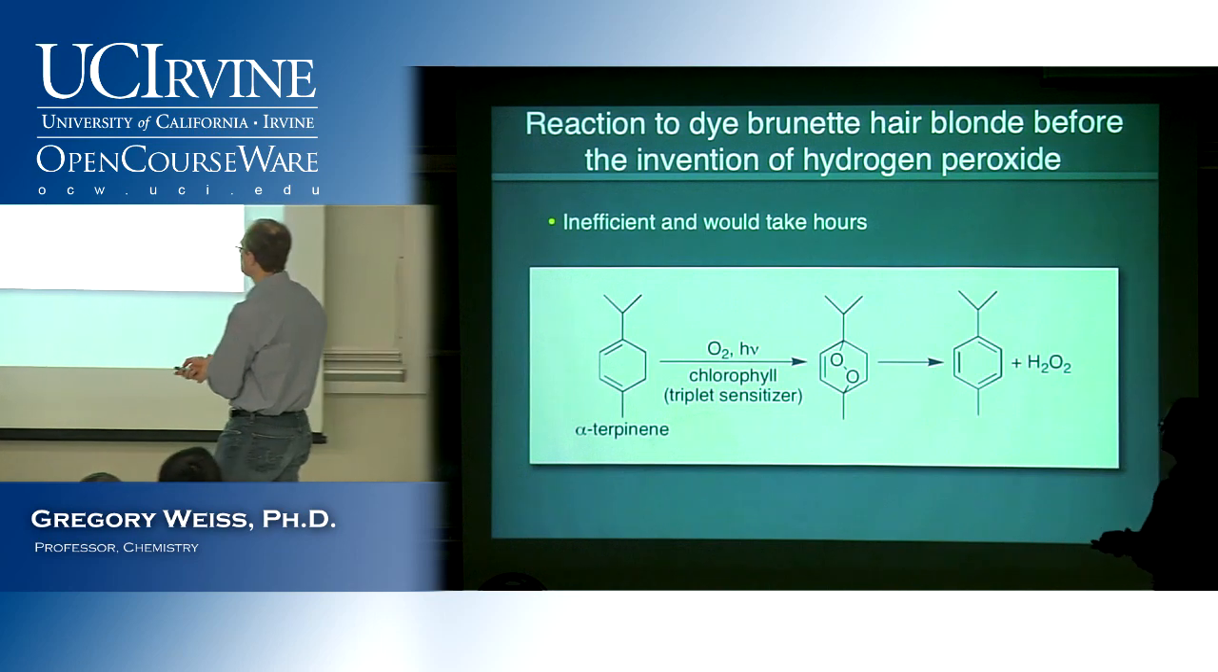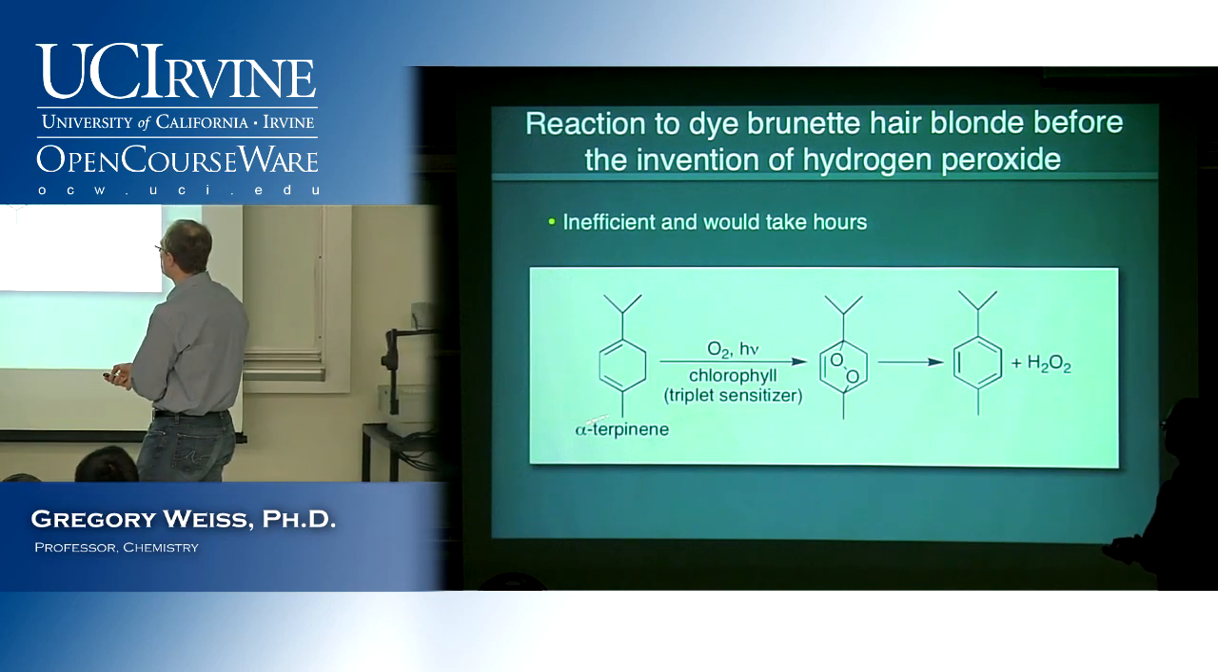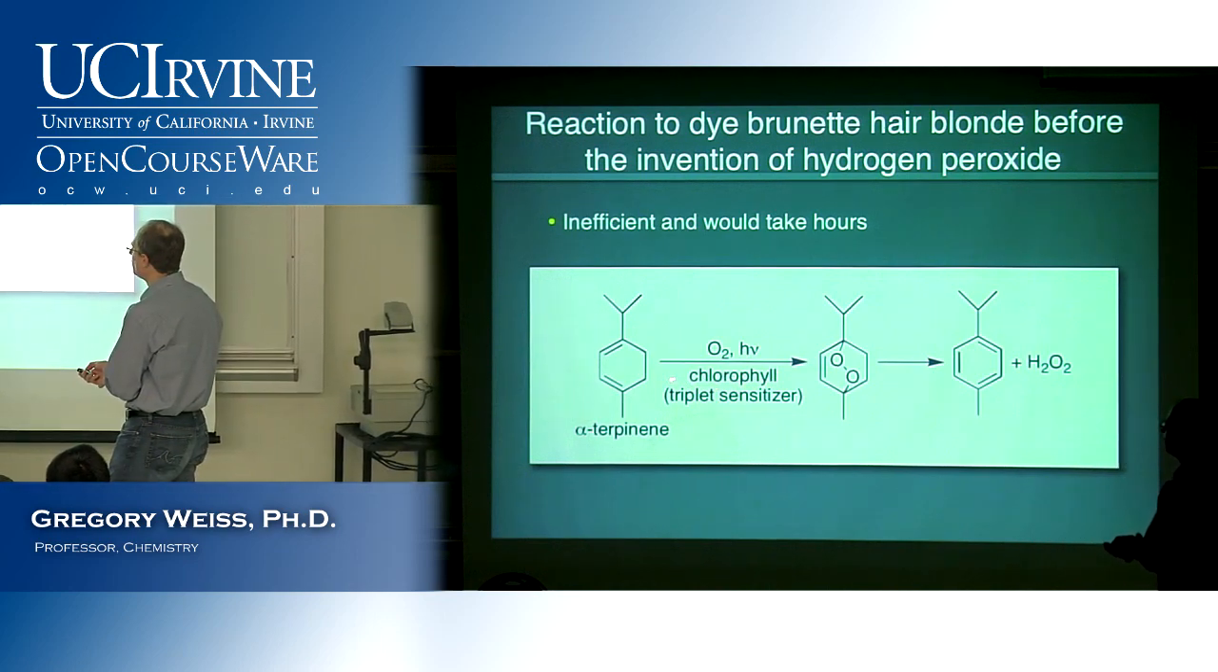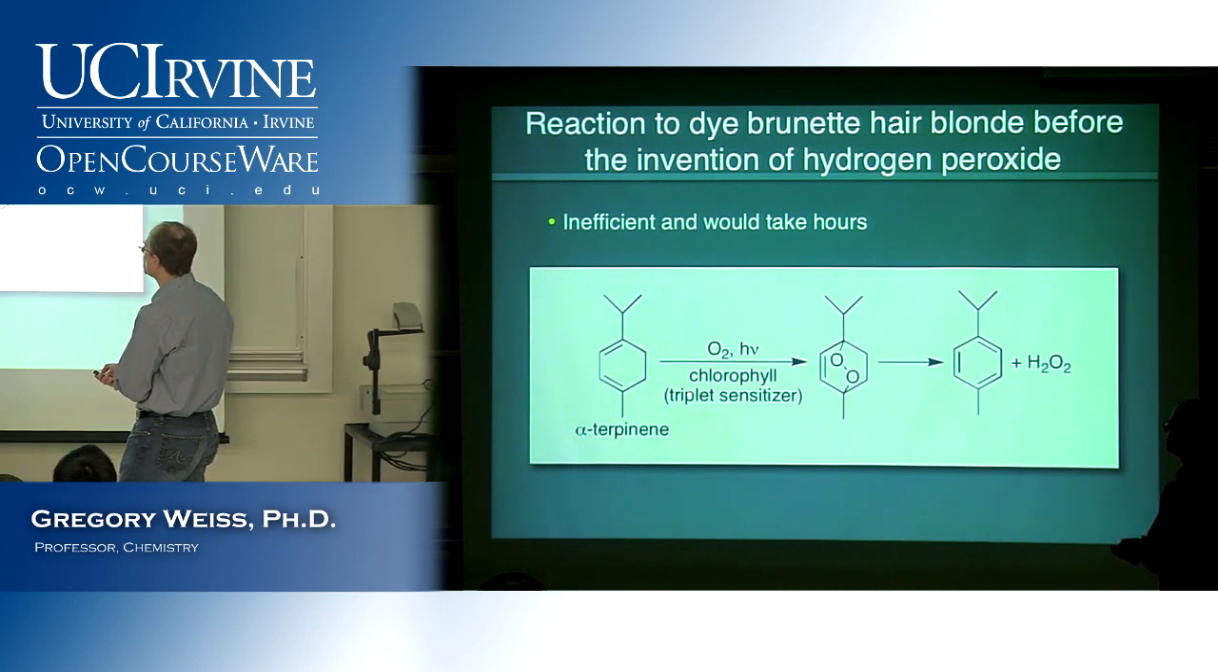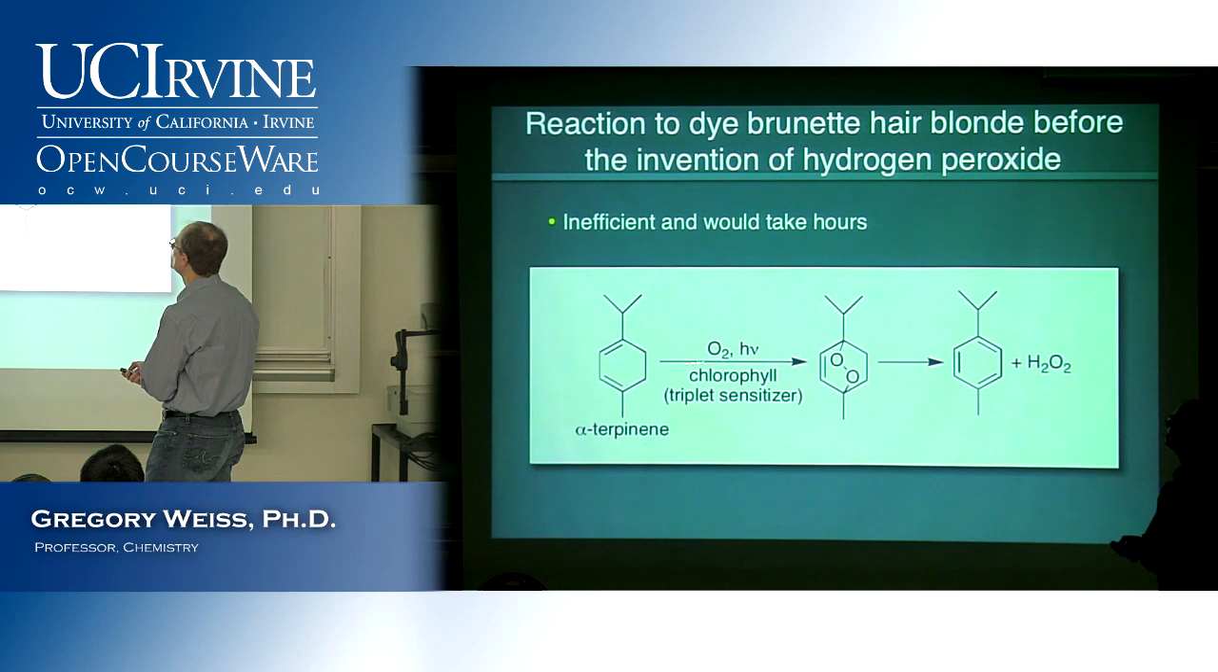Okay, so here's the way this works. Starting with alpha-pinene and chlorophyll, from the pine that this is derived from. Chlorophyll is a triplet sensitizer that allows you to do basically a Diels-Alder reaction with the oxygen.